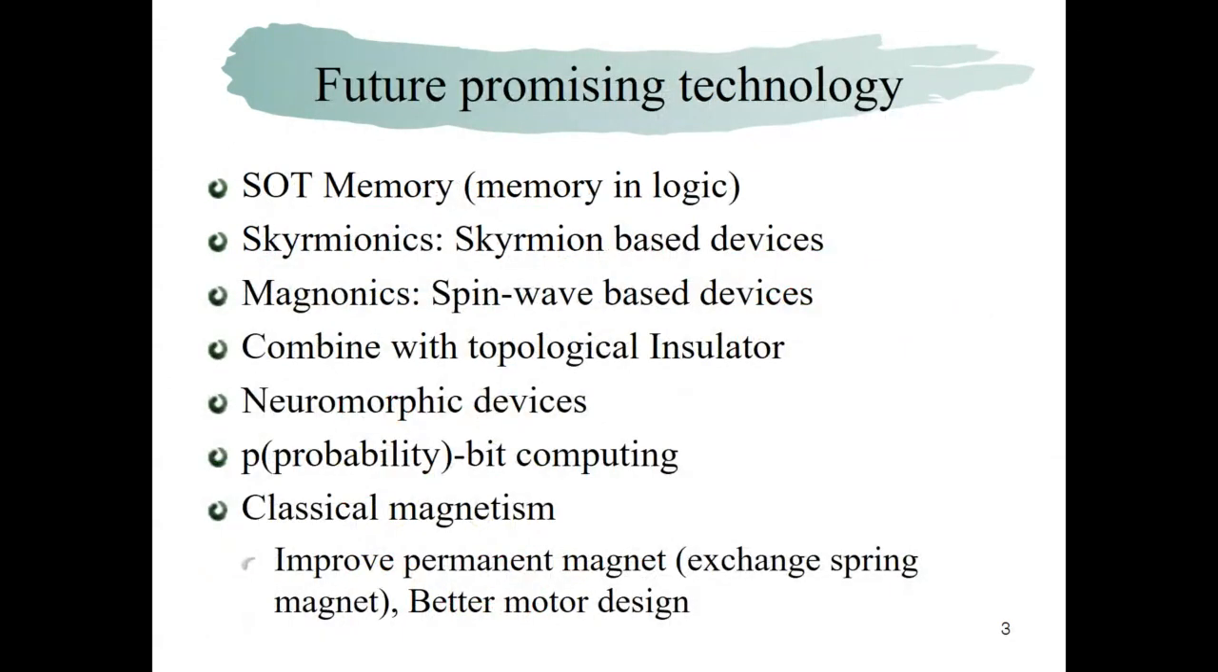So here is the list of future promising technologies for Spintronics applications. Like SOT memory, the spin-orbit torque memory, is another one. There is also memory in logic, which I'm going to explain later. And skyrmionics means using the skyrmion as an information carrier, and then we can build any kind of memory and also logic gate, and even neuromorphic applications. And for magnonics, it is based on the spin wave, so it's quite similar to photonics.